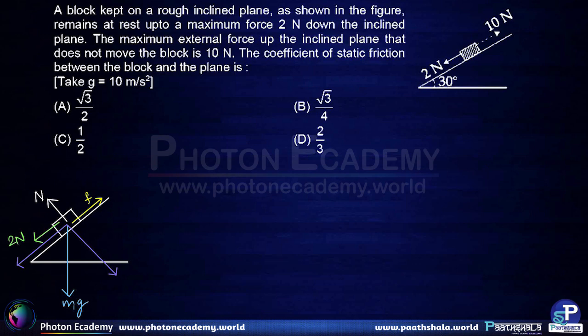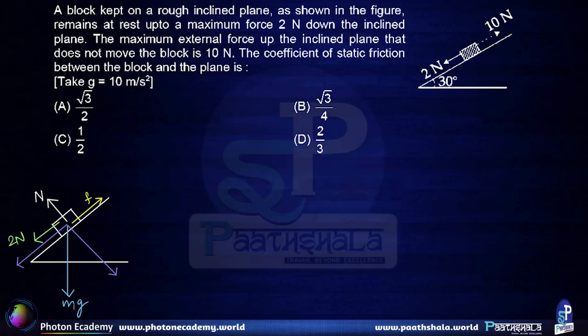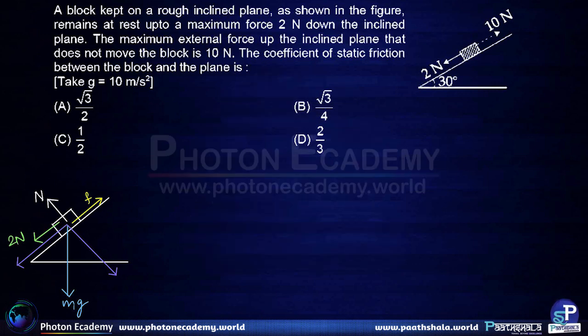Now in the first case, 2 Newton of force is acting on the block down the inclined plane. Due to this, the friction will act up the inclined plane. The other forces acting on the block are mg and normal. So taking the components of mg, the component along the inclined plane will be mg sine 30, where this angle is given to be 30 degrees.